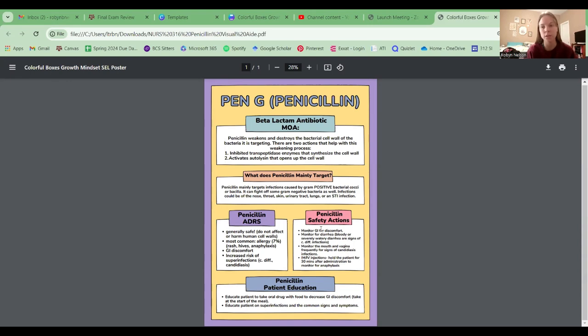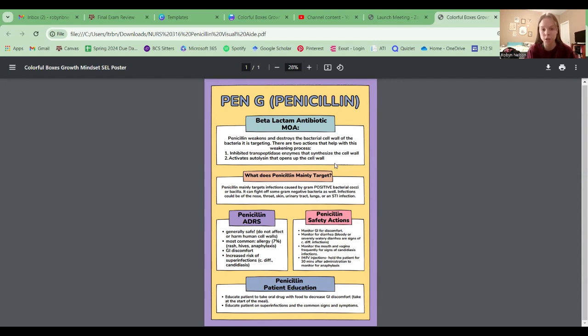Okay, so I had penicillin or Pen-G. Penicillin is a beta-lactam antibiotic. The MOA is that it is going to be targeting bacterial cells and destroying their cell wall. It does that through two different actions. It's going to inhibit transpeptidase enzymes, which synthesize the cell wall, and it's also going to activate autolysin, which opens up the cell wall. Doing those two things together is going to help destroy and ultimately kill that bacterial cell.